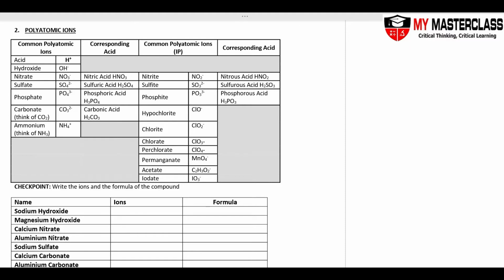Okay, the next part of the lesson, we are going to look at polyatomic ions. So poly means many atoms. So these atoms join together to form a charge, to form an ion. Okay, this table unfortunately is memory work, and the earlier you memorize, the easier your life will get.